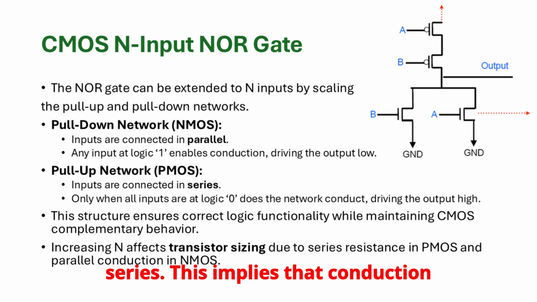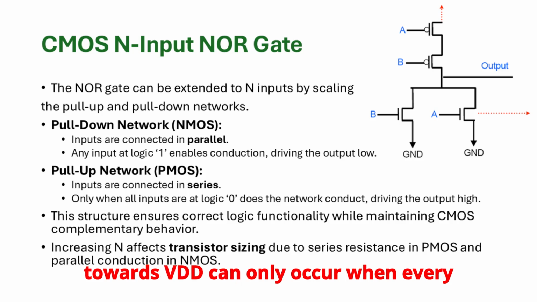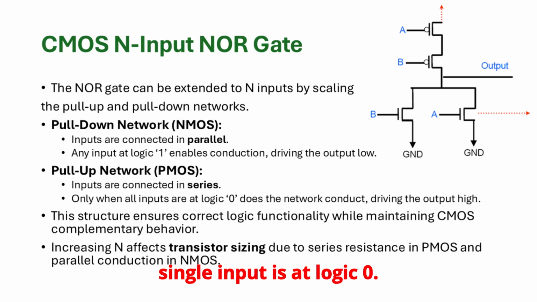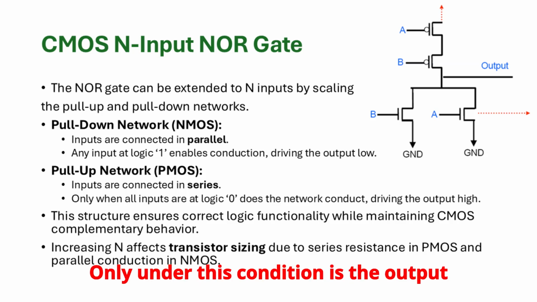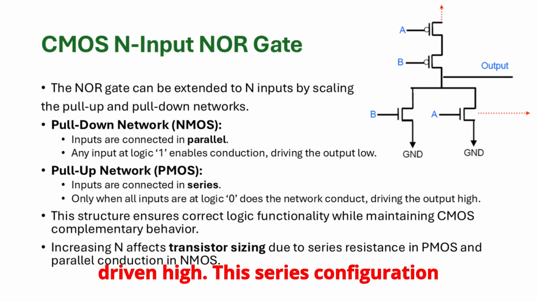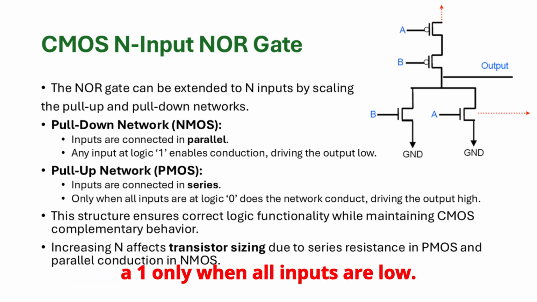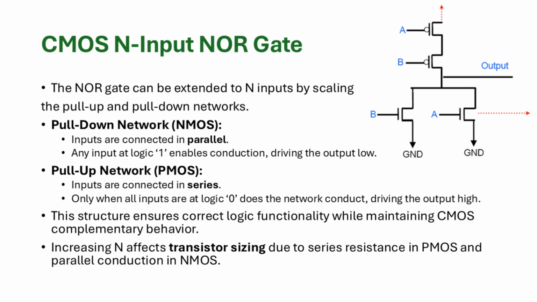This implies that conduction towards VDD can only occur when every single input is at logic 0. Only under this condition is the output driven high. This series configuration reflects the requirement that NOR outputs a 1 only when all inputs are low.